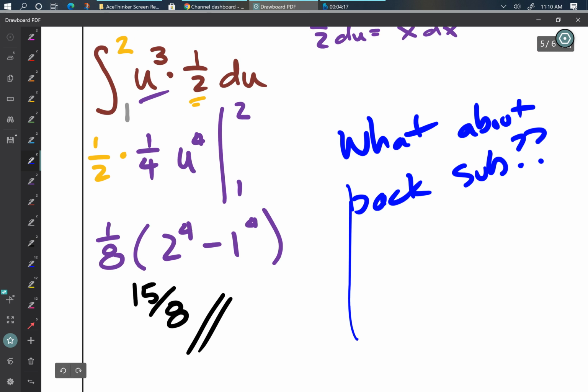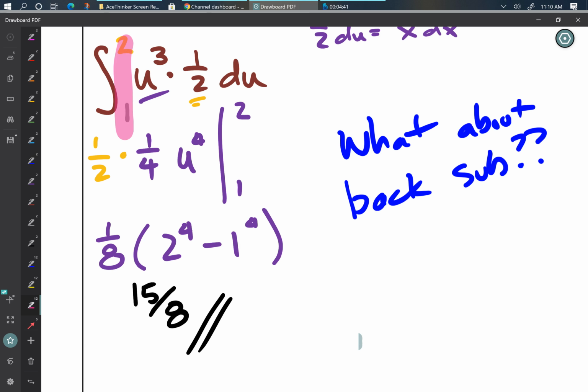Well, when we did this step right here, when we changed our limits of integration, that allowed us to never have to do back substitution.